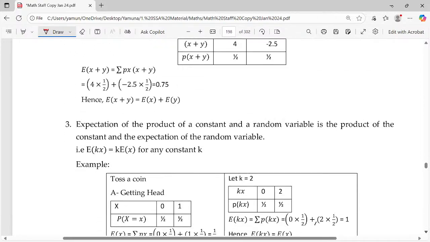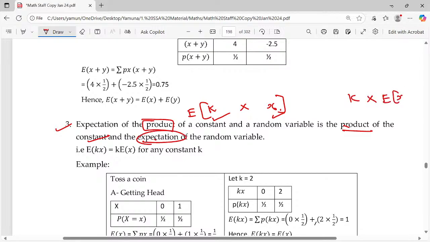Third property is related to product. Third and fourth are related to a product. Expectation of the product. Product means when you have to multiply something. Here, the third property is about multiplying a constant and a random variable. Let me name the constant k and the random variable x. Then you find the expectation of this, k into x. It is the product of the constant and the expectation of the random variable, E of x. So both will be equal.